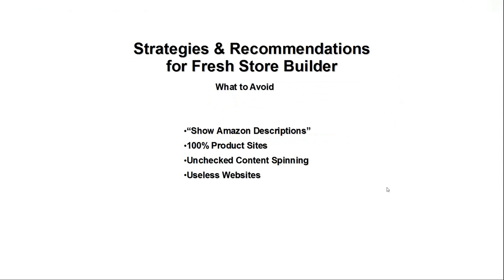Now, the next thing I want to talk about doesn't require an actual live demonstration here. This is 100% product websites. It's really easy to take software like Fresh Store Builder and use it to generate a complete website for you, to where everything on your website is nothing but a product page. You might have hundreds or even thousands of different products that you promote on your website, but beyond those product review pages, there's really nothing else to your site.